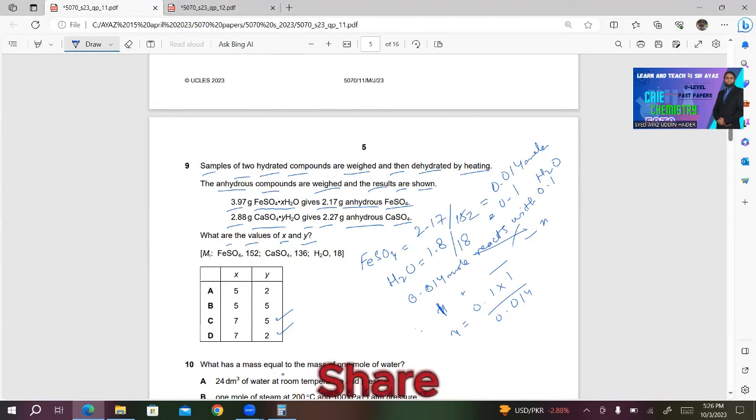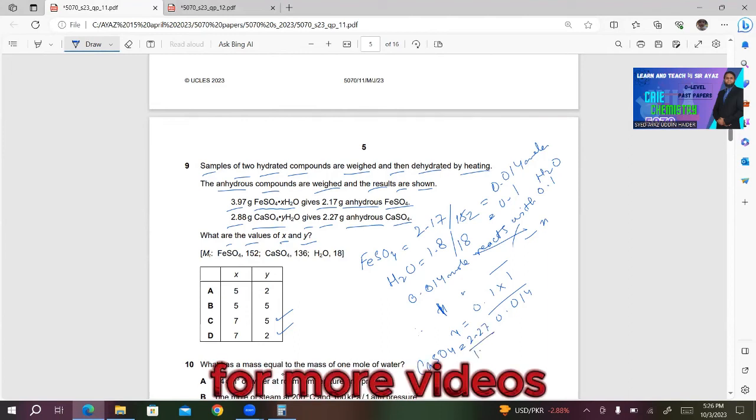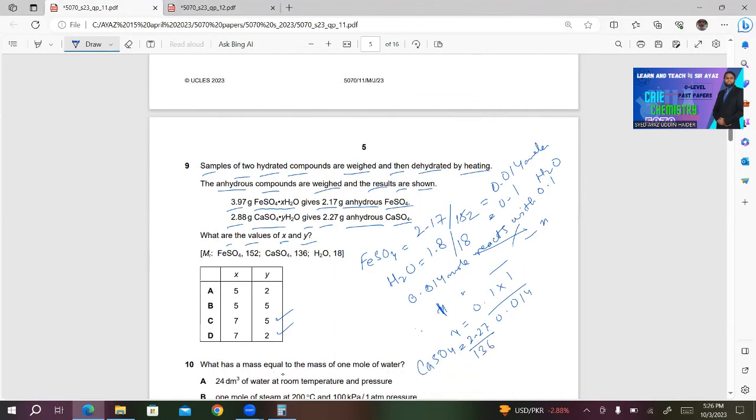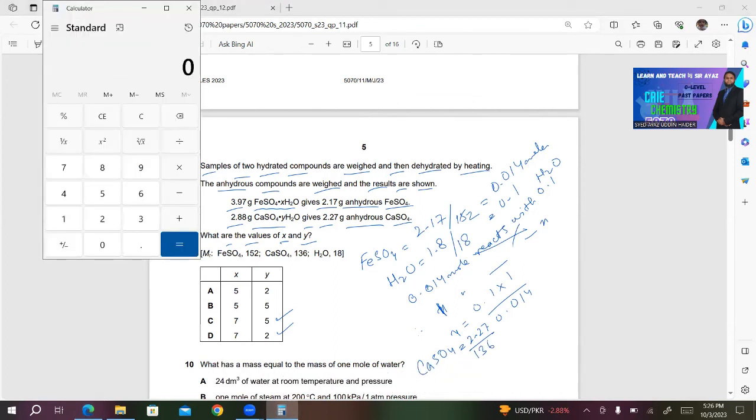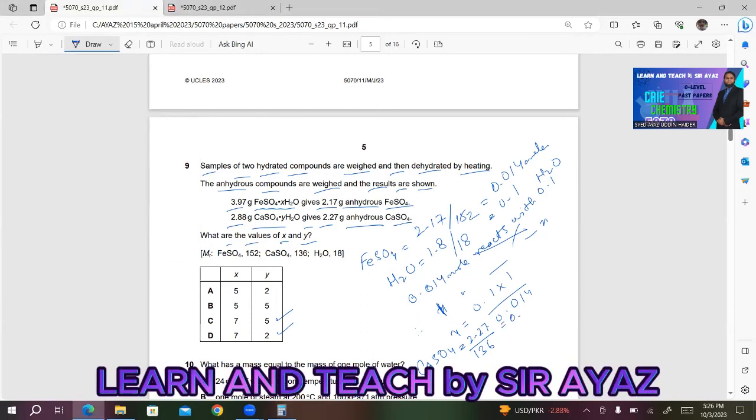For CaSO4, the moles will be 2.27 divided by 136. 136 is the Mr for CaSO4. 2.27 divided by 136 is 0.016.